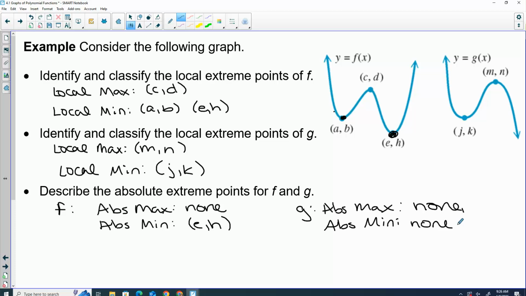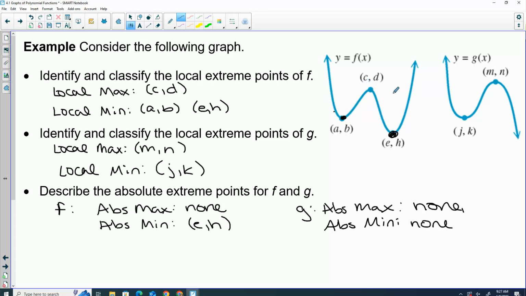Okay, so local is just highest or lowest in that area. Absolute is the entire graph. Any questions there? Okay, I'm going to stop in just like 2 minutes. Just want to talk about a couple things that we'll pick up with tomorrow.